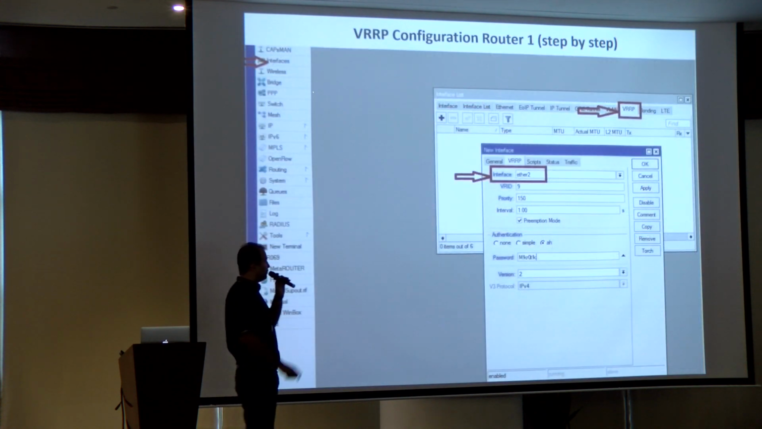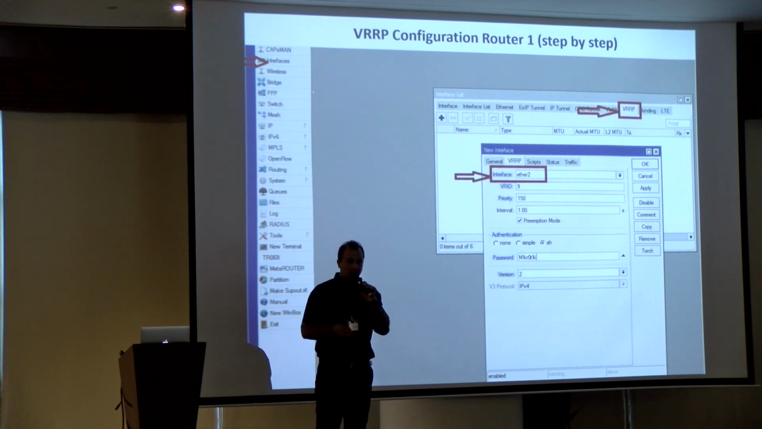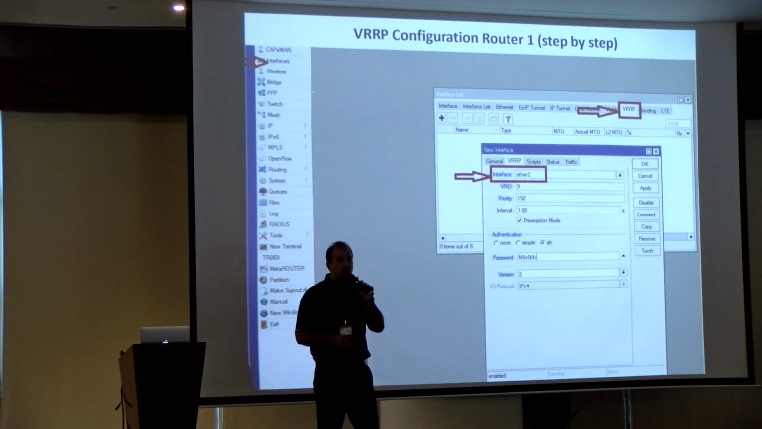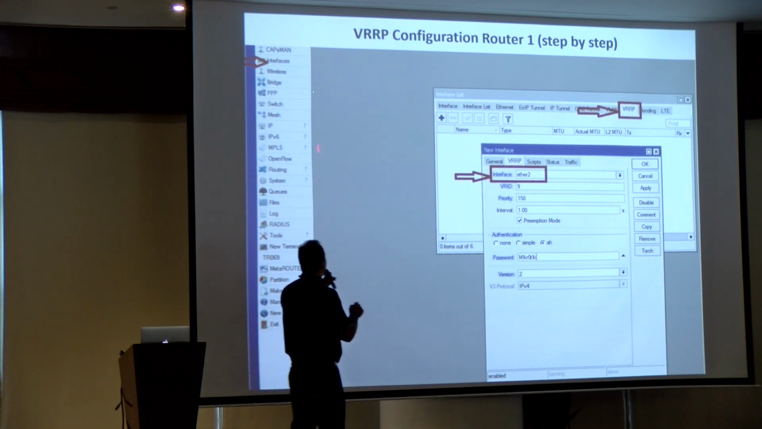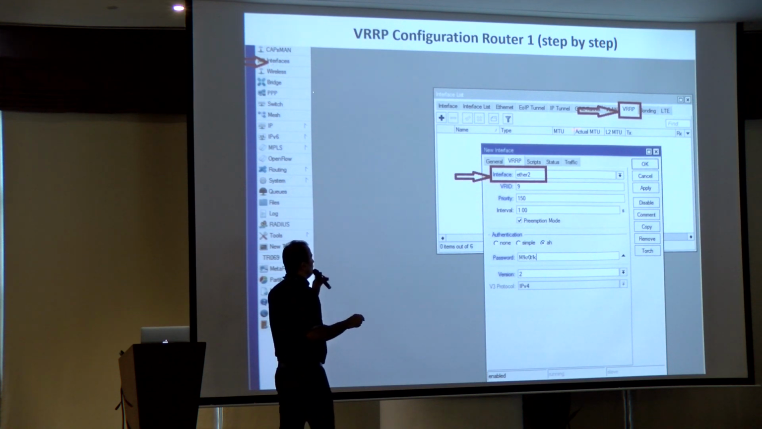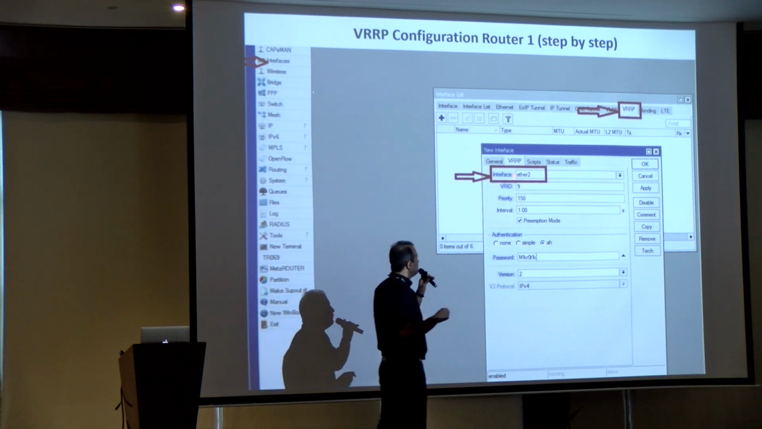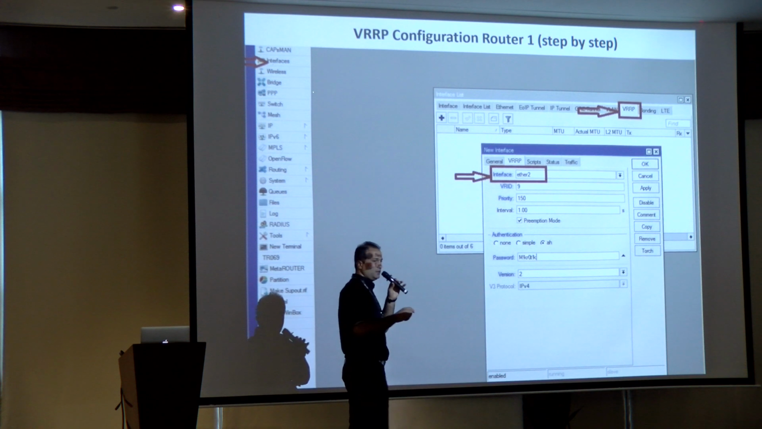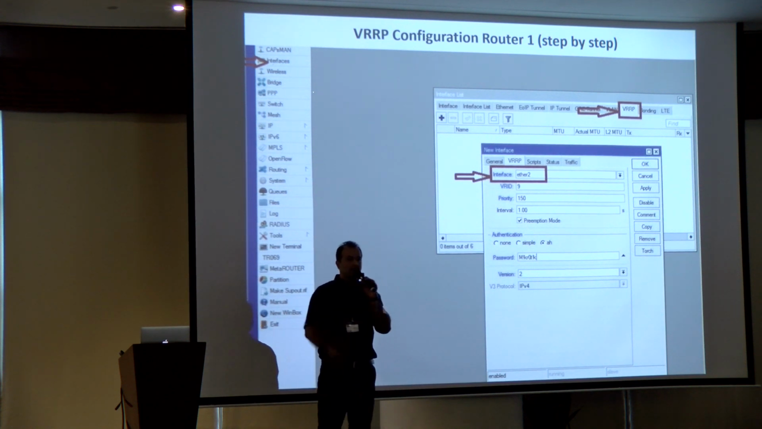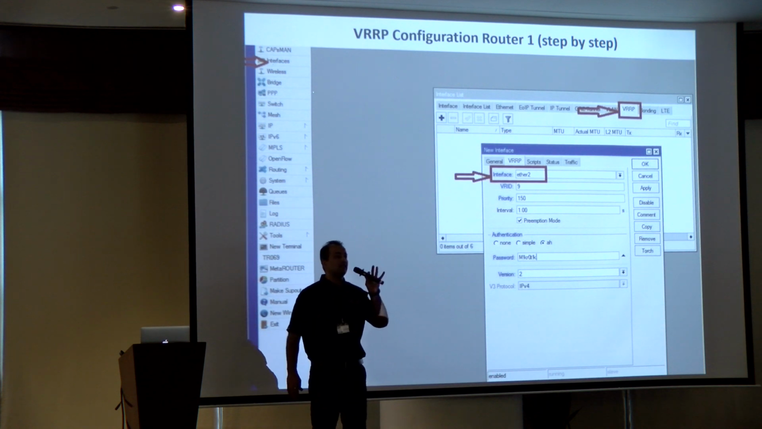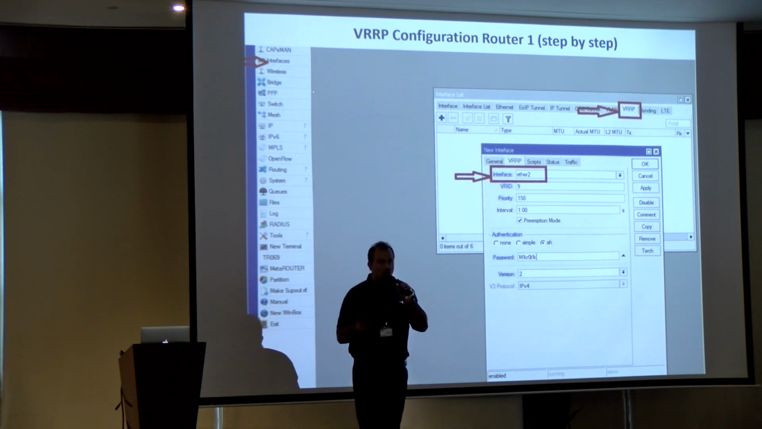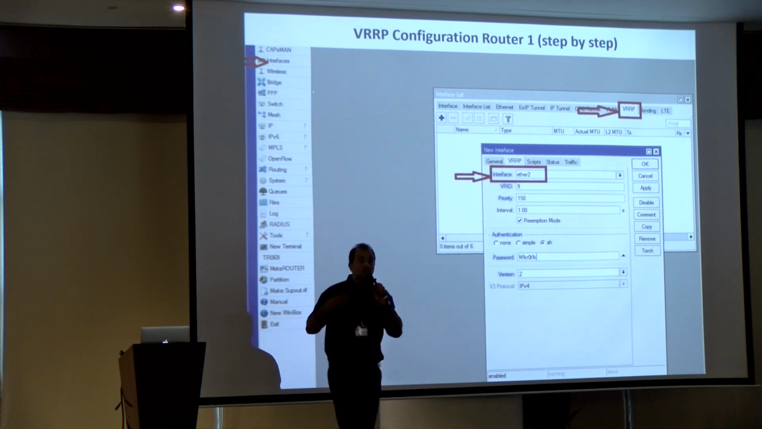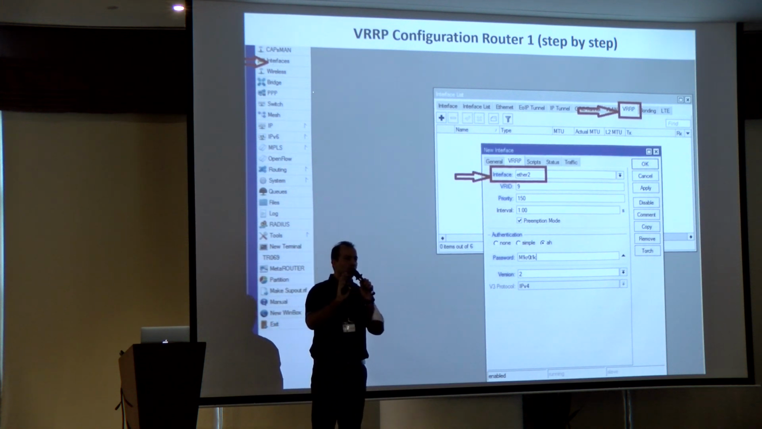Here we will have the VRRP configuration. At first, you have to choose which interface you want to be in a group. Go to the Interface menu, VRRP tab, and then choose which interface you want to be in a group. So this is the first router. We want to put two routers together. One router is active, another is standby, which in VRRP we call master and backup. The master is the router that is working and the backup is the standby router.